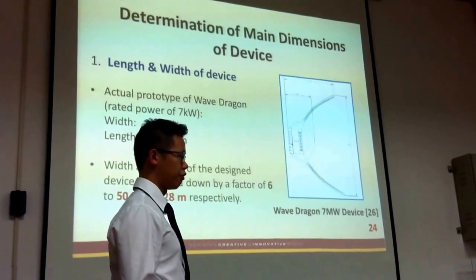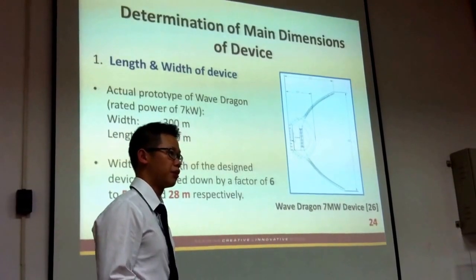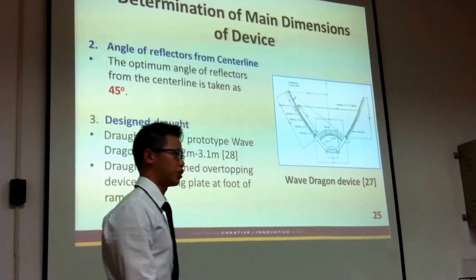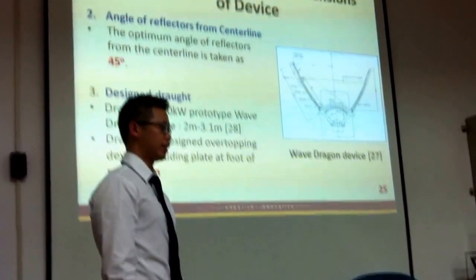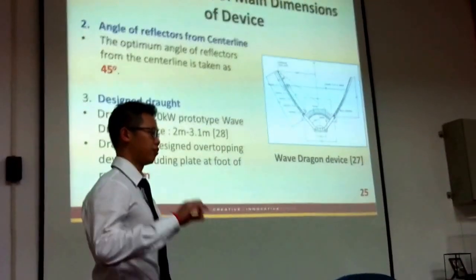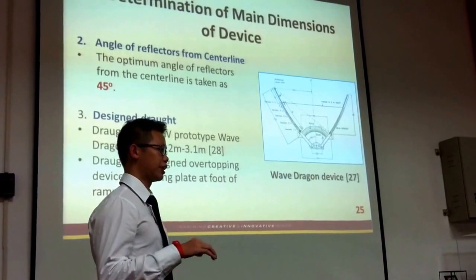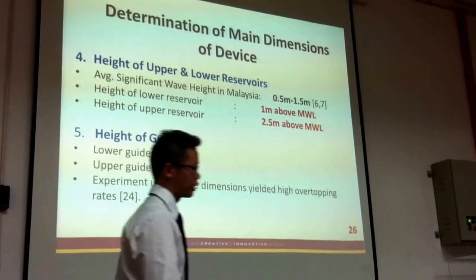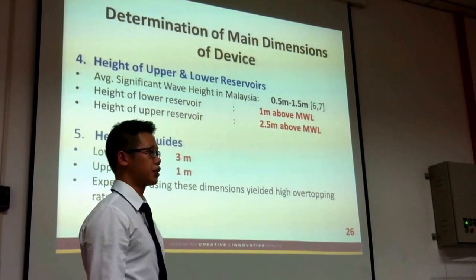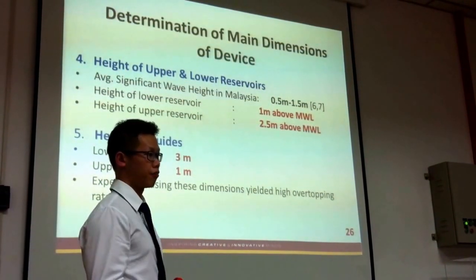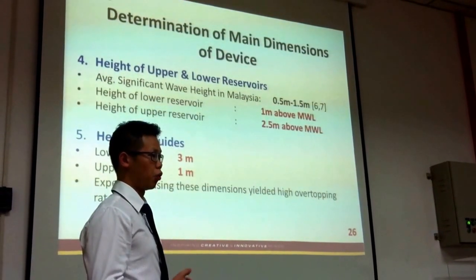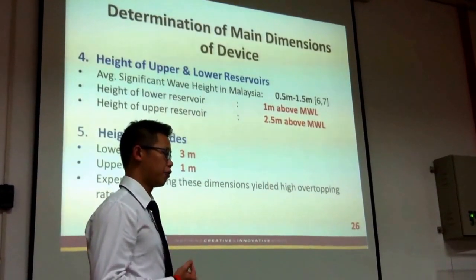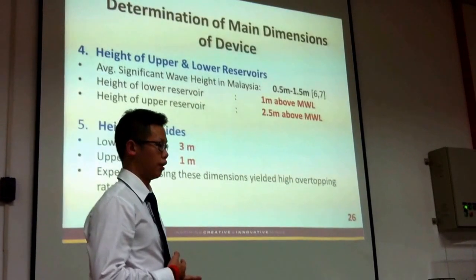So the length and width are 50 and 28 meters respectively, and the angle of deflectors is 45 degrees, and design draft is 3 meters inclusive of the vertical plate which I designed below the ramp. Number 4 is the height of upper and lower reservoirs. So in order to cater for our local wave conditions, the height of the lower reservoir is 1 meter above mean water line. Higher one is 2.5 meters above water line.